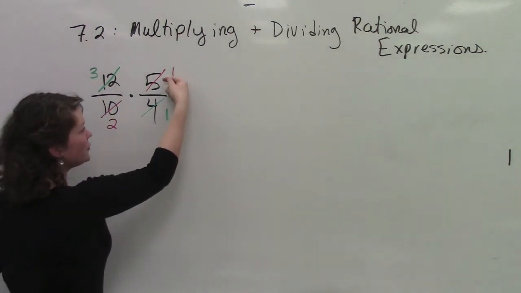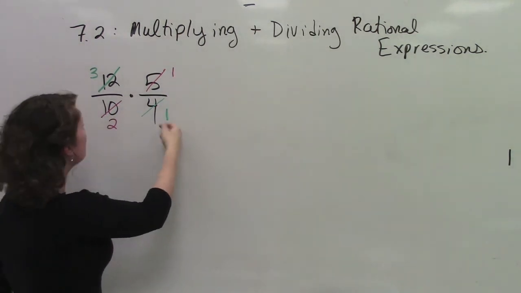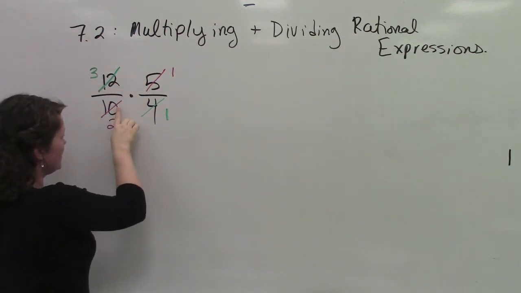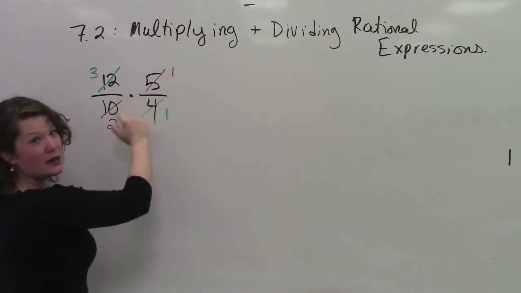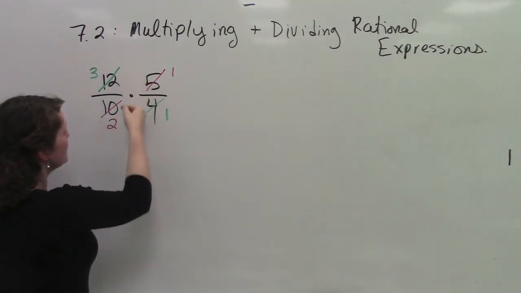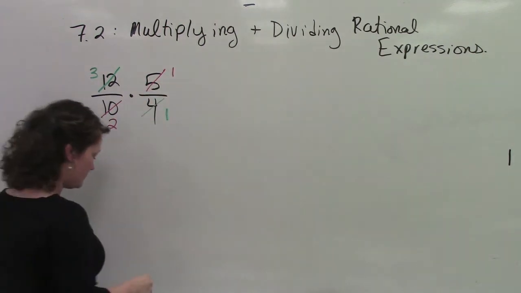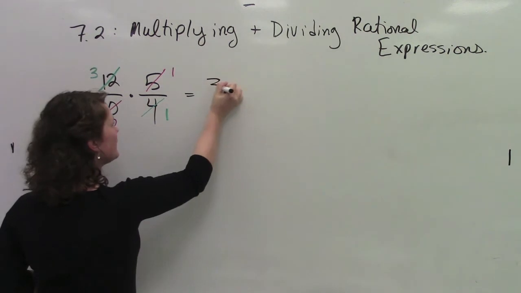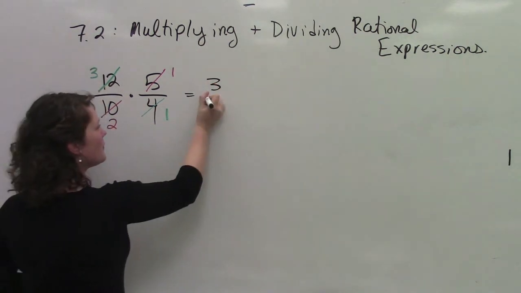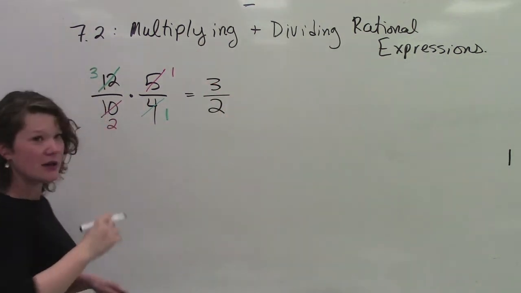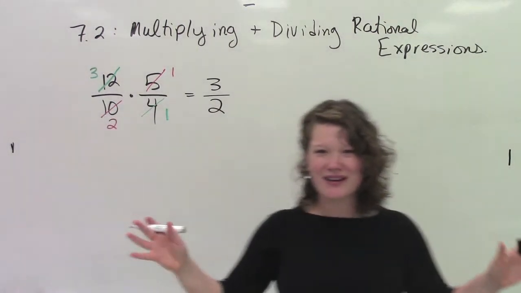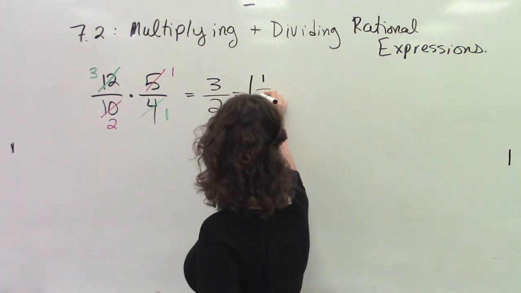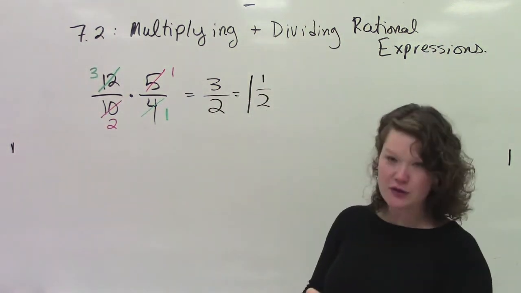I could also cancel numerator to denominator here. I could say, 2 goes into 12 6 times, and 2 goes into 10 5 times, and then I would cancel up here. It just has to be numerator and denominator. It doesn't matter which one. So what we're left with here is 3 times 1 on the top, so 3, 2 times 1 on the bottom, which is 2. 3 over 2, I'm fine with. But if we really want to get fancy-dancy, we can say 1 and 1 half.